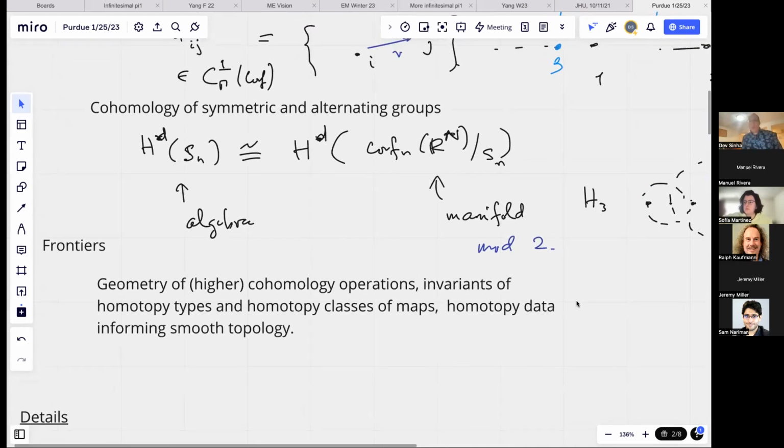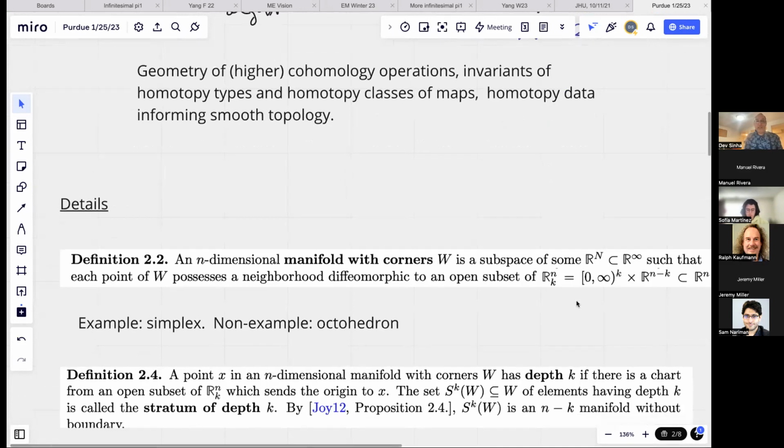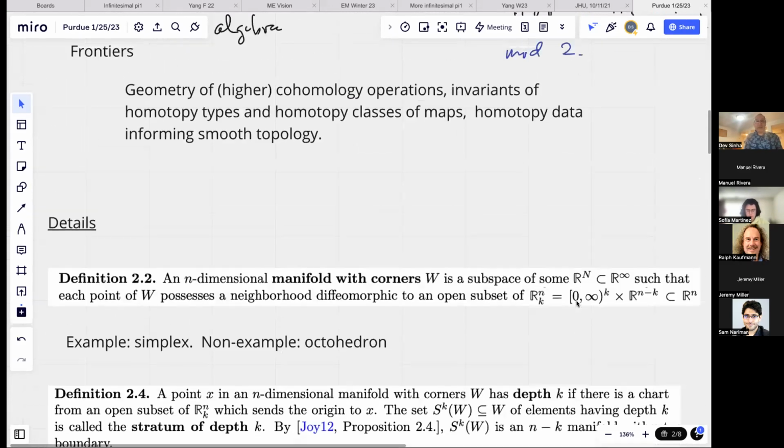And then a good part of the motivation is a longer term project to actually break new ground in trying to understand homotopy types and homotopy classes of maps geometrically, but through smooth topology. So let me now give you some details. Any questions about those examples?